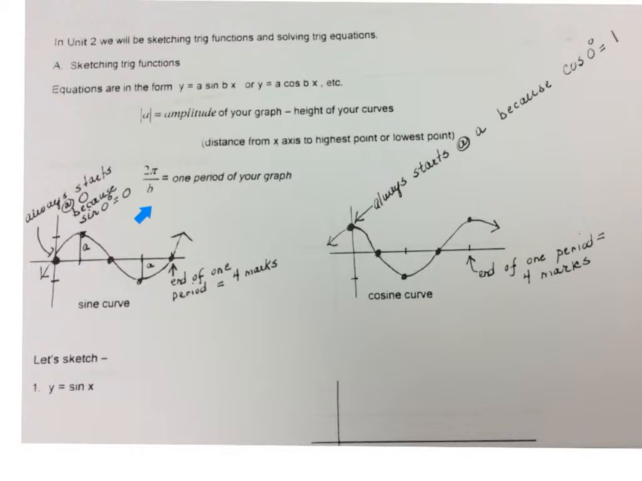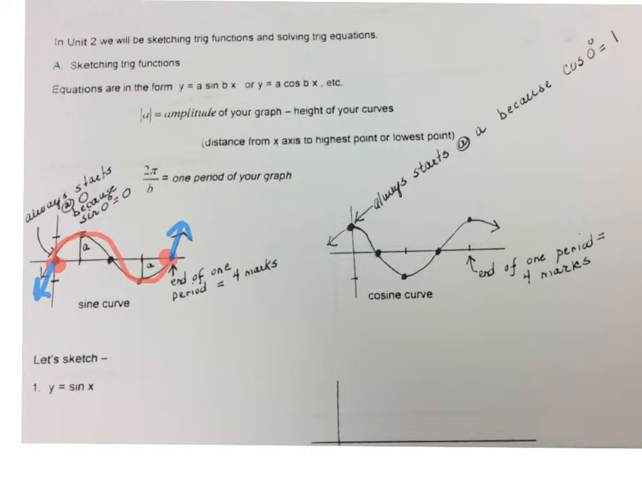Your period, one period of your graph, is where the graph does not repeat itself. So one period of this graph will go from here to here. This is one period. If I continue and go any further, this graph would definitely begin to cycle, and that's a sine curve.